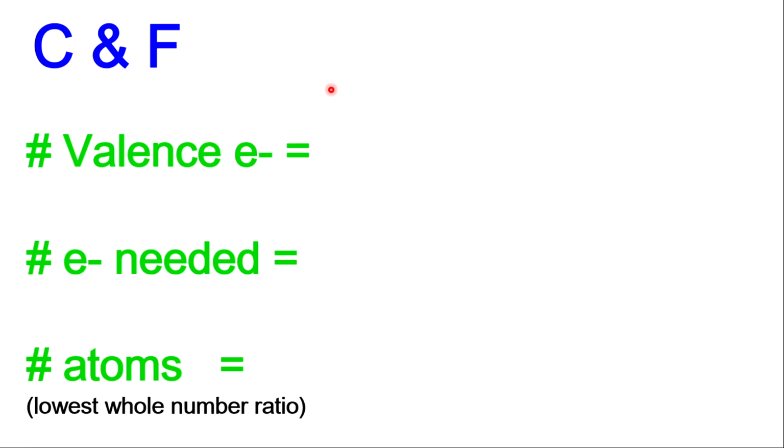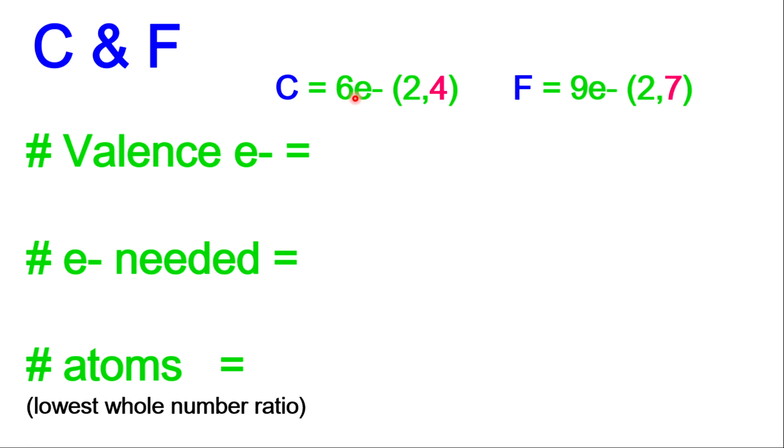First thing to establish is the number of valence electrons. So carbon has 6 electrons. The electron configuration is 2 and 4. Fluorine contains 9 electrons. Therefore, the electron configuration is 2 and 7. So the number of valence electrons for carbon is 4. The valence electrons for fluorine is 7.